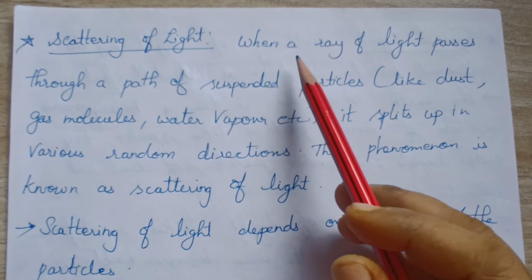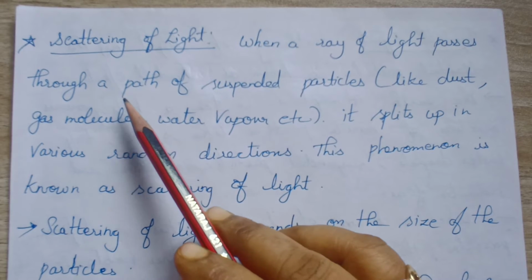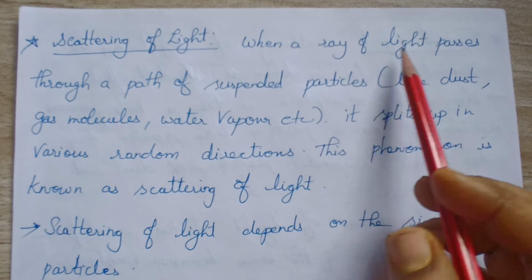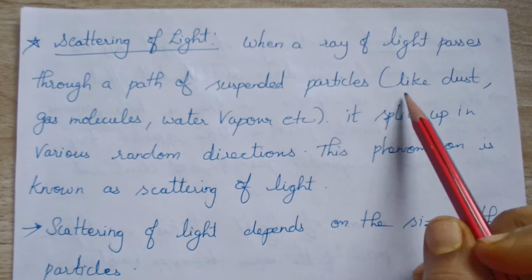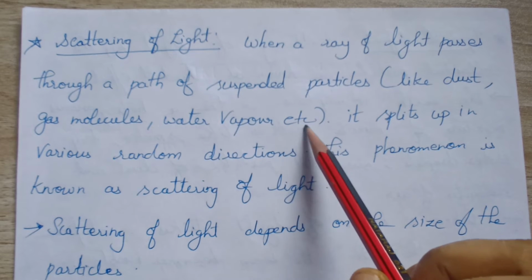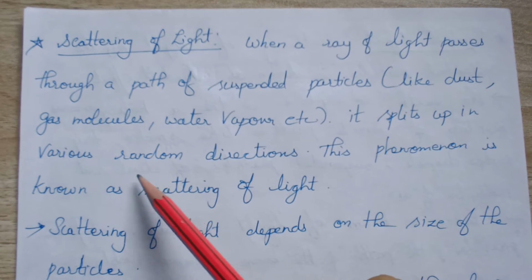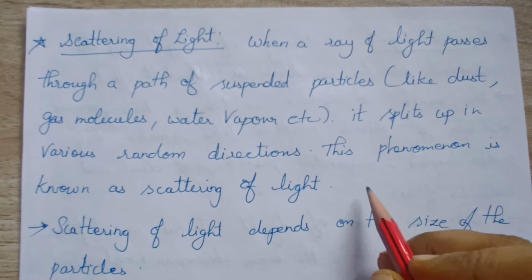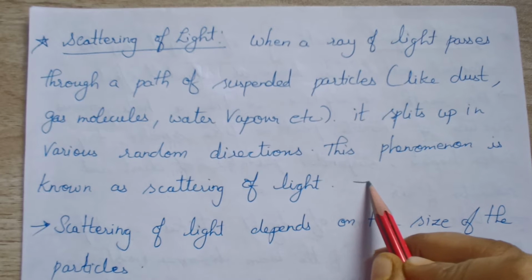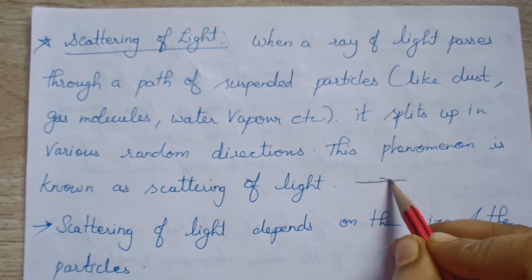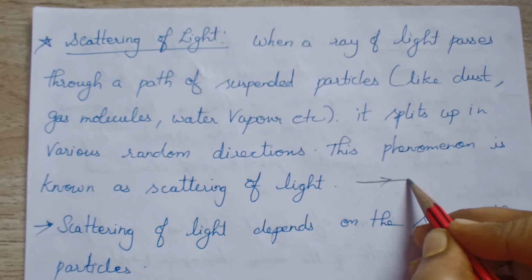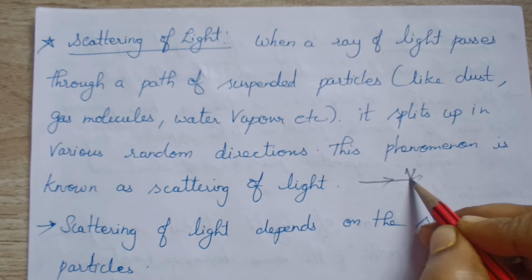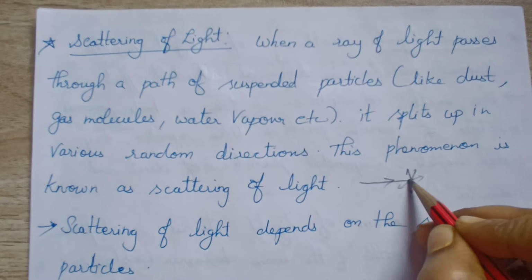What does that mean? When a ray of light passes through a path of suspended particles like dust, gas molecules, water vapor, etc., it splits up in various random directions. This phenomenon is known as scattering of light. If a beam of light is moving in this direction and strikes a particle at this place, it splits up and scatters in all directions. It reflects.